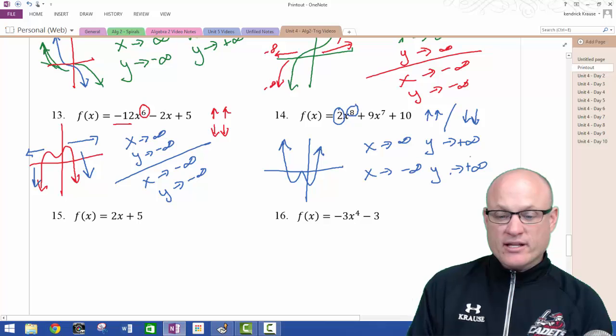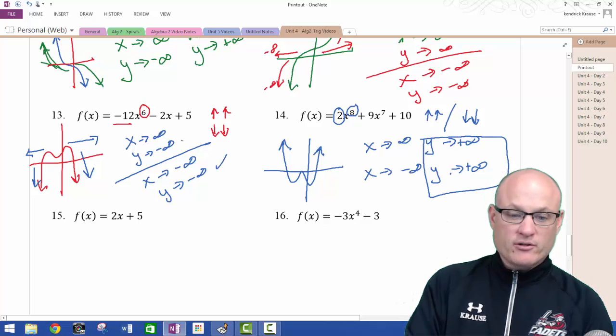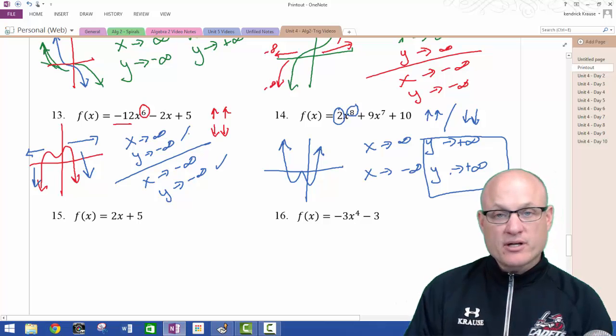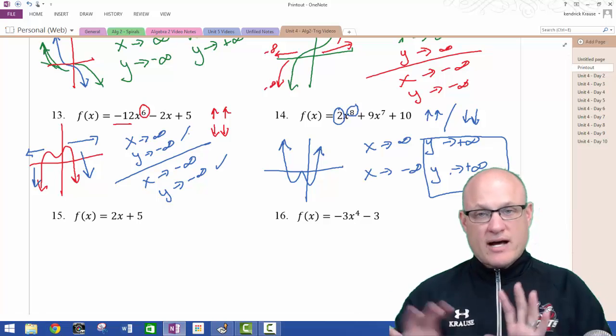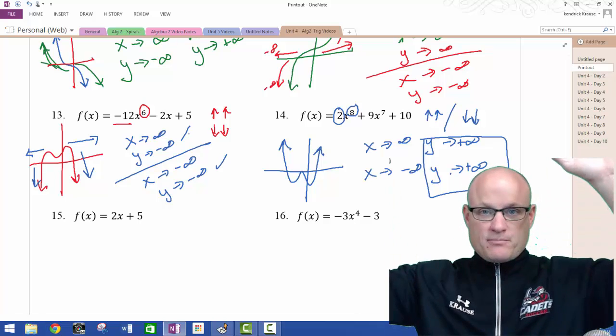That's one of the things I wanted to talk about. When we're talking about even, both these things here, the y values will be the same. Again, because as you're going out towards the positive and negative infinity, it's either both going to go up or both going to go down.